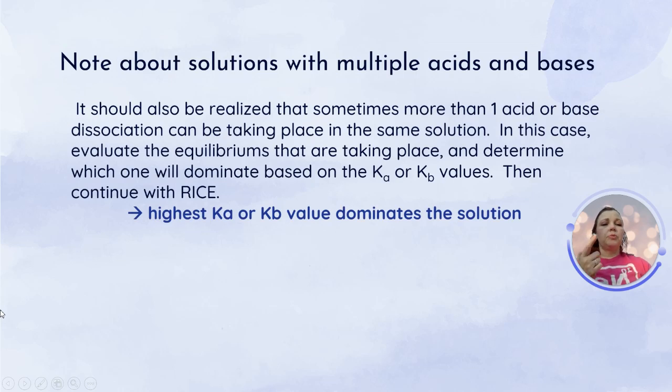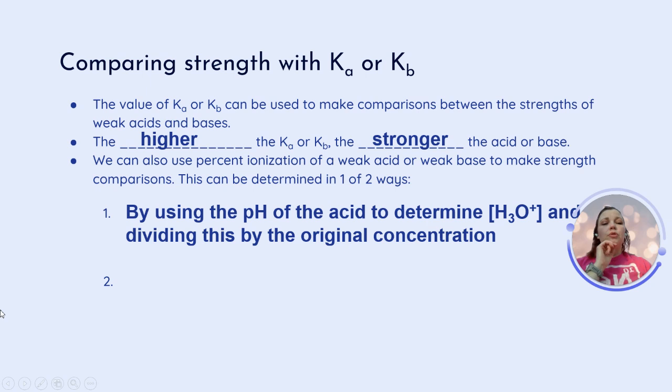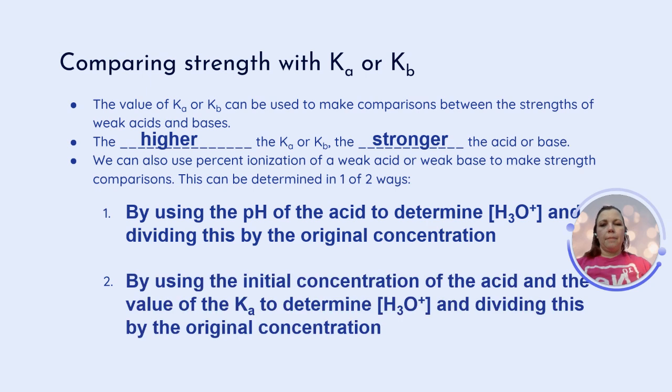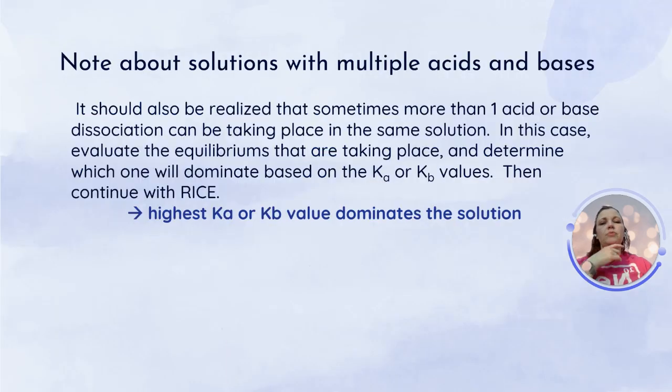Note about solutions with multiple acids and bases. Sometimes you have more than one acid or base dissociation that can be taking place in the same solution. If that happens, you're going to evaluate the equilibriums by looking at the Ka or the Kb values and see which one's going to dominate.